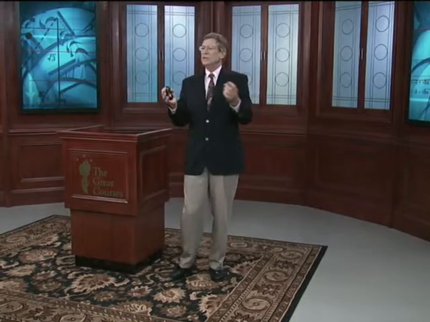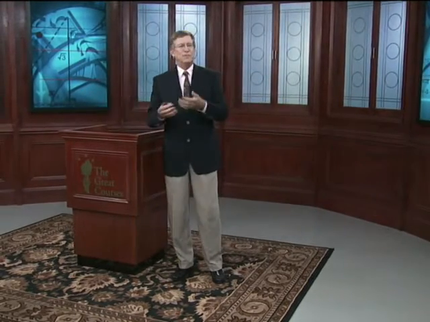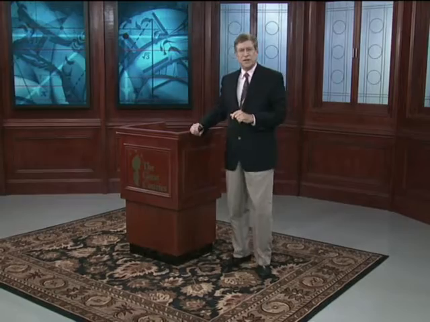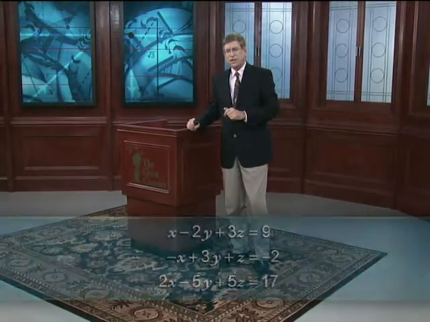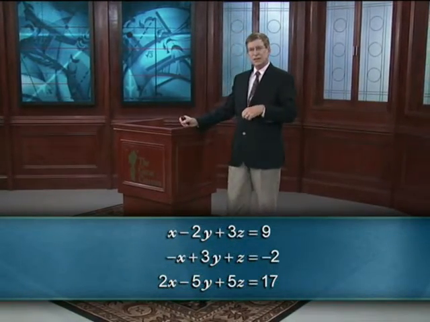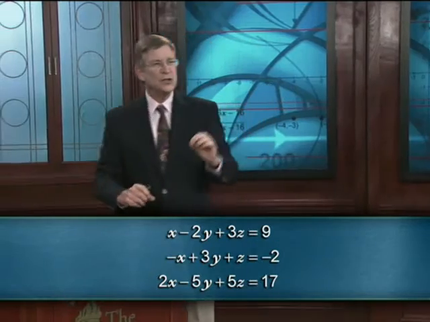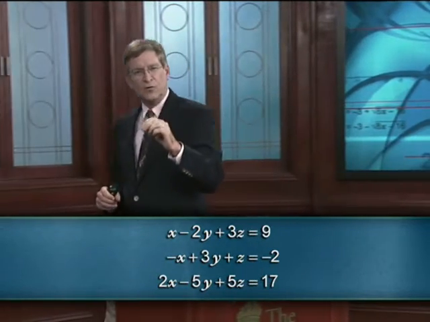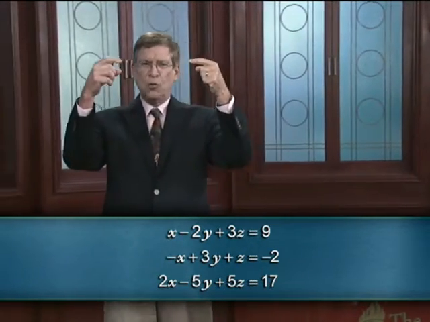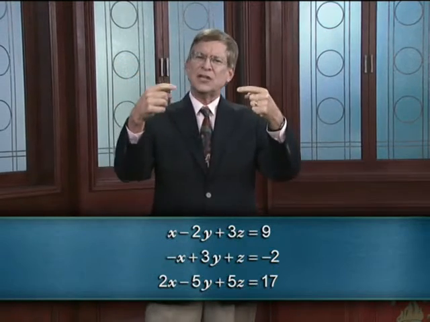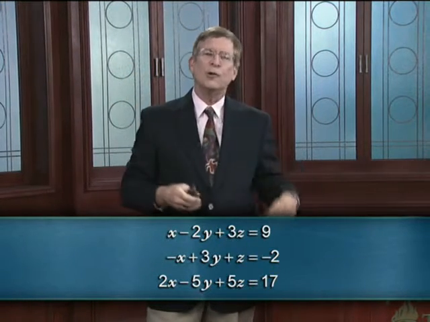In practice, you can use any letters you want for the unknowns. Oftentimes, you'll have subscripts like x sub 1, x sub 2, and x sub 3. But here we'll just use x, y, and z in this example. So there you see the 3 equations. The first one being x minus 2y plus 3z equals 9. And using that equation, I will eliminate the x's in the second and third equations.